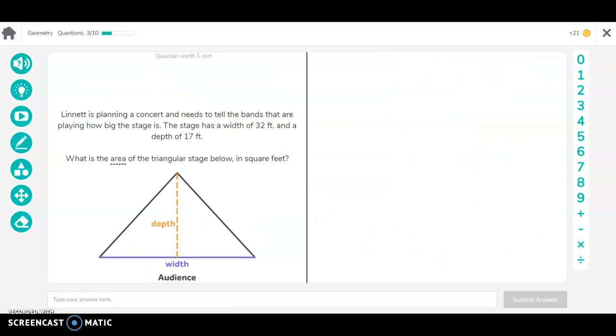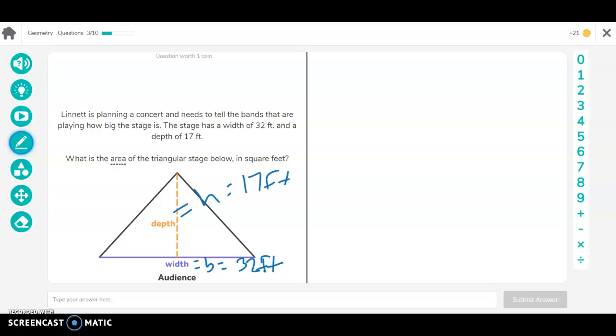All right. Lynette's planning a concert and needs to tell the bands that are playing how big the stage is. The stage has a width of 32, so width is the same thing as base. So this is equal to base, which we know equals 32 feet. I apologize for my handwriting. All right, and a depth, which just means height right now, of 17 feet. We need to figure out the area.